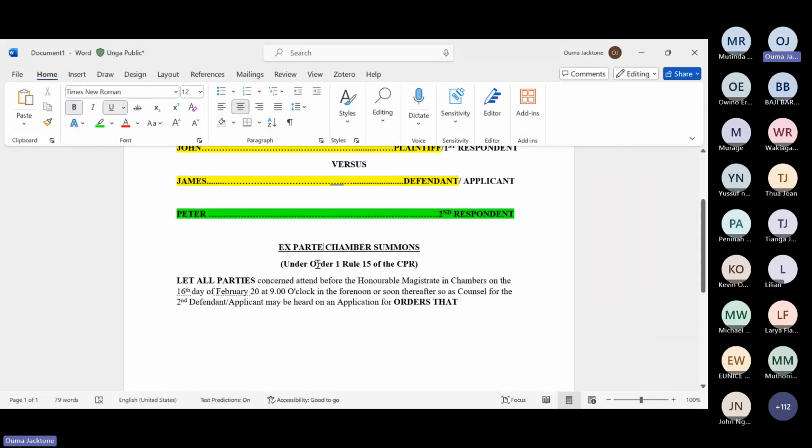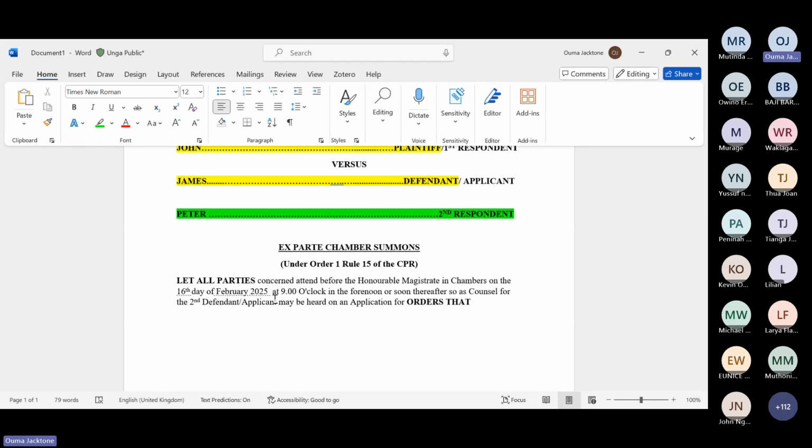If you forget this specific one, you can say Order 51, you can say Article 159, you can say Section 1A, 1B, and 3A of the Civil Procedure Act, and all other. So you can mention a lot of provisions there, which covers everything. Are we together? For now, we just go with Order 1, Rule 15. Then, of course, the caption of the chamber summons will never change. Let all parties concerned attend before the Honorable Magistrate in chambers on that day. Let's say it's February of 2025 at 9 o'clock in the forenoon or soon thereafter.